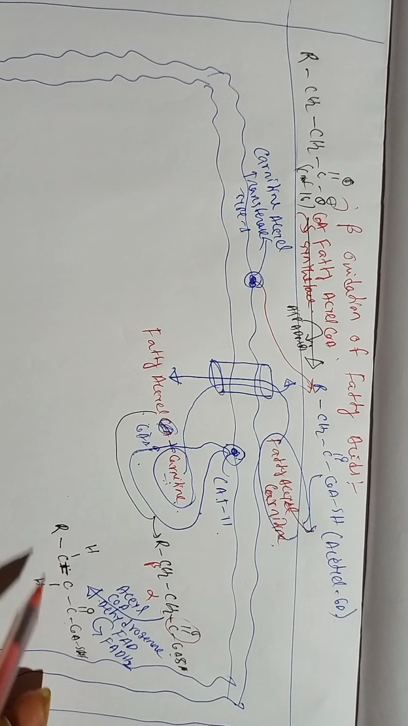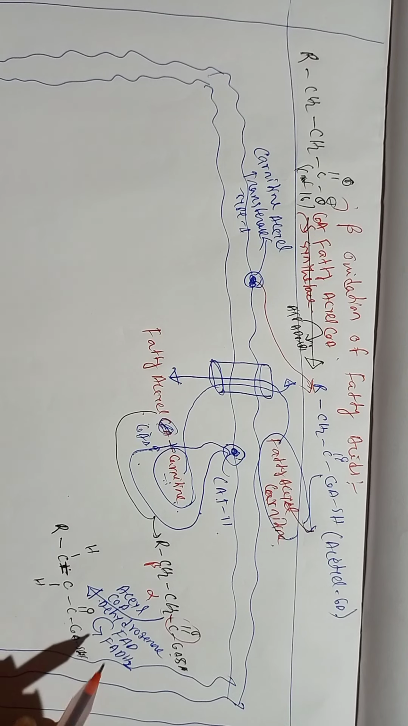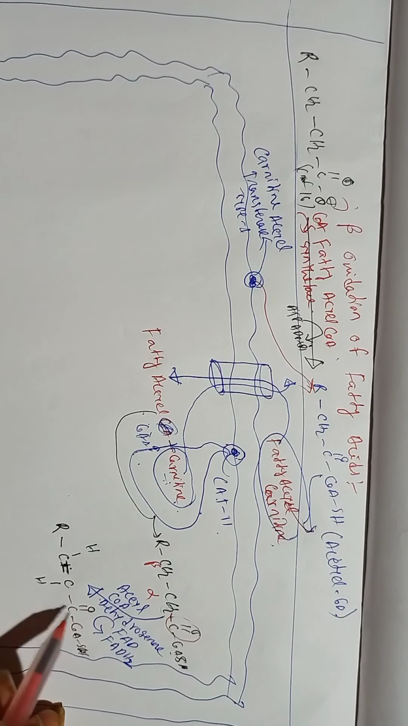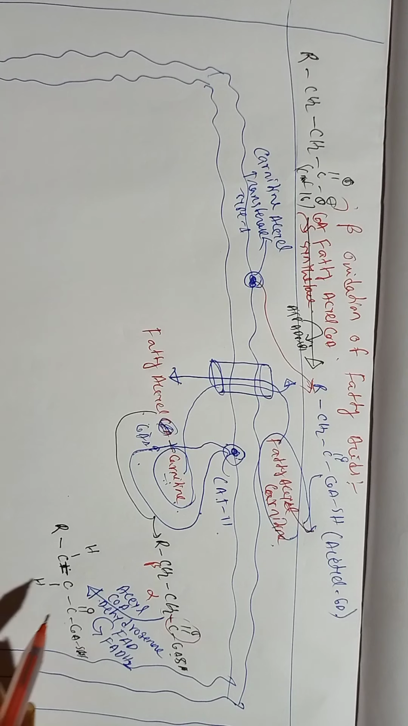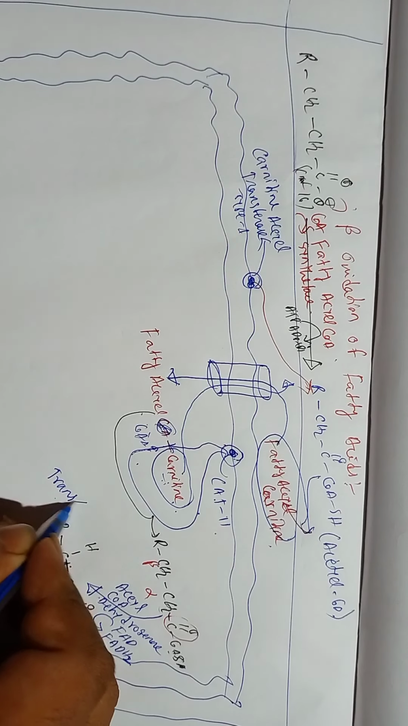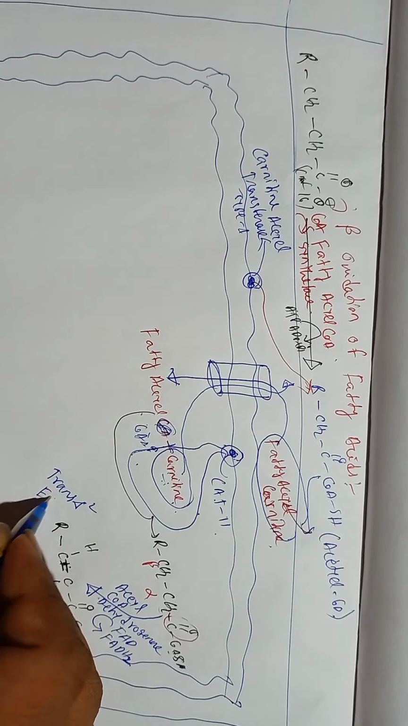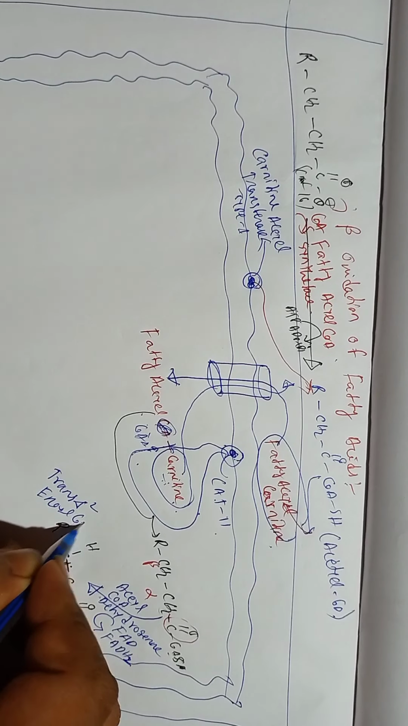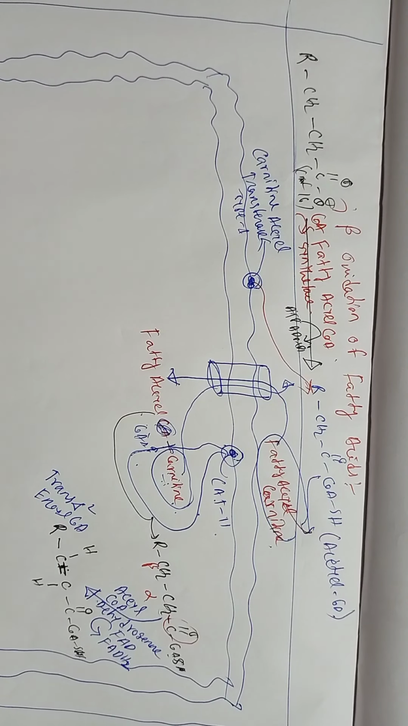So we can say it is the trans compound, and there is an enoyl group here. So what will be the name? Trans delta 2 enoyl CoA. Okay, and after that, what?